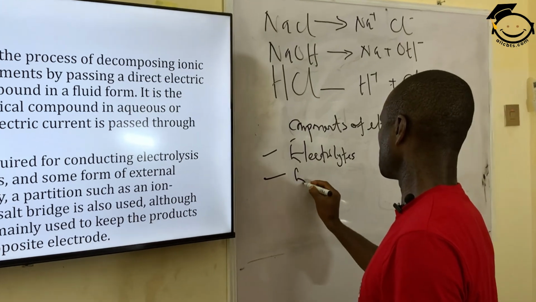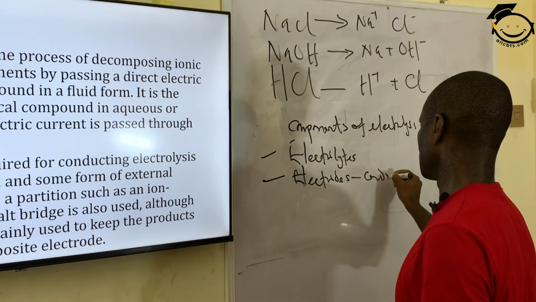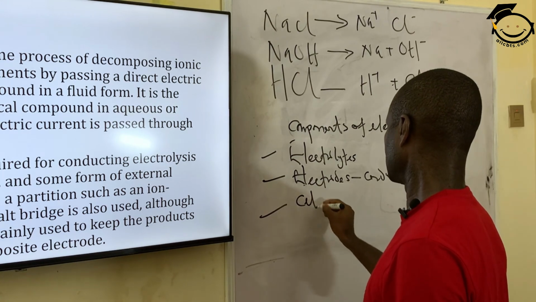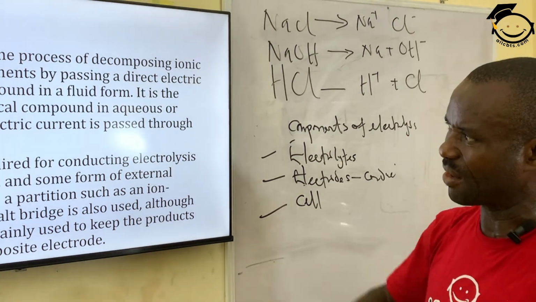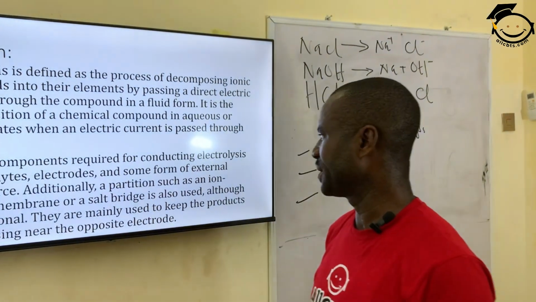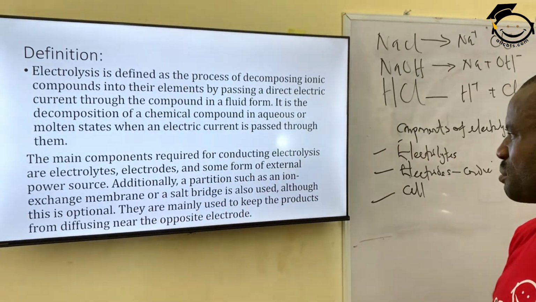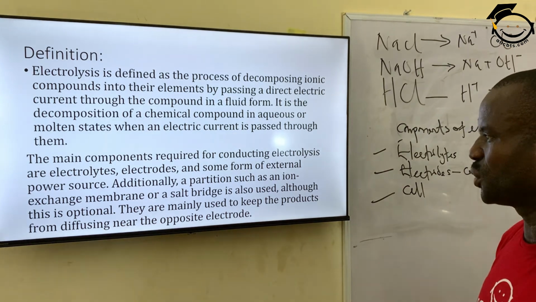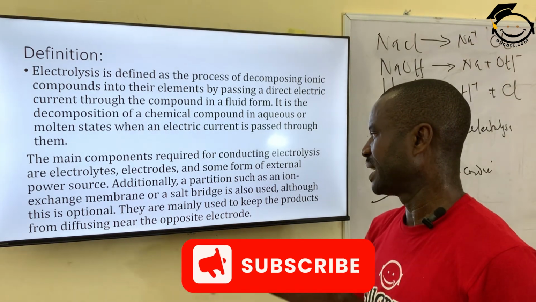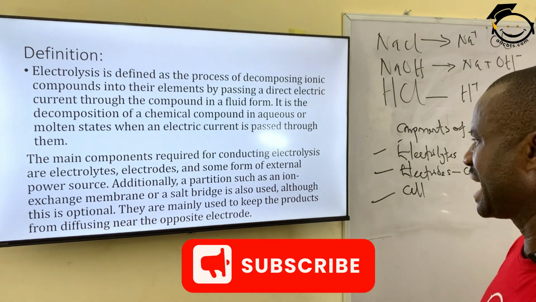Then electrodes. Electrodes are otherwise known as the conductors. Then we have the cell, which is the battery that supplies current to the entire system. Additionally, a partition such as an ion exchange membrane or salt bridge is also used. Although this is optional, we can use a salt bridge in some cases, or we may not need them. They are mainly used to keep the products from diffusing to the opposite direction.